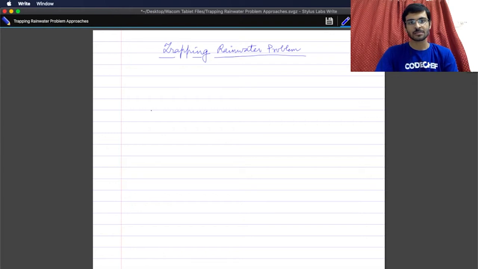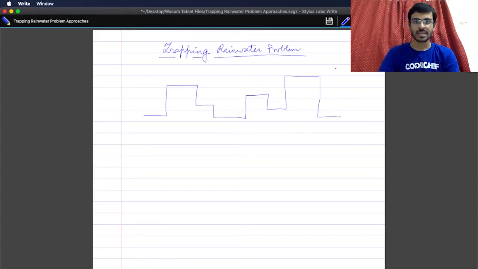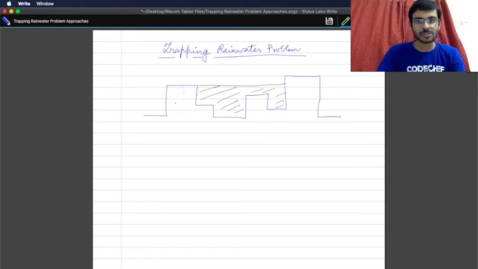So if there is some kind of elevation of this kind, something like this, and we know all these heights, what is the height at this particular point, this point and this point, then from here we can infer that this total space shall be filled with water. Imagine that you have bricks over here, these are all bricks, and above this water shall be stored.